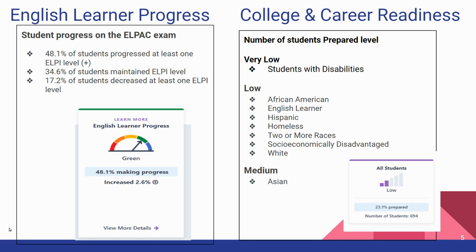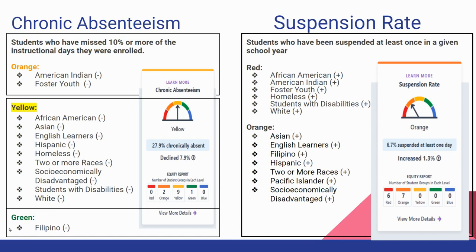For college and career readiness, this year is considered baseline, which means no color is applied to the category, which demonstrates growth or decline over the previous year. Our baseline score does reveal 1 subgroup as very low, 7 subgroups as low, and 1 subgroup as medium.